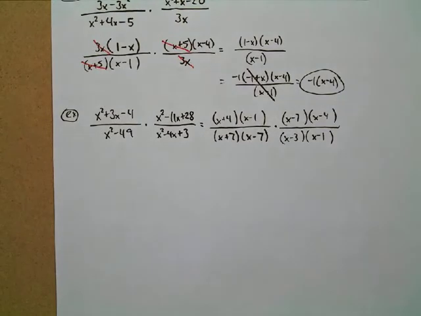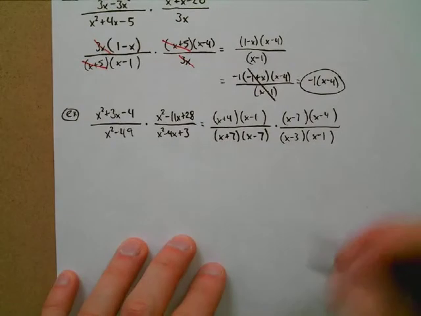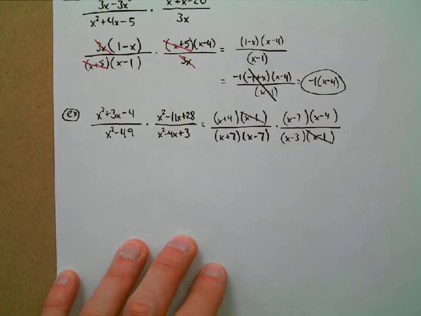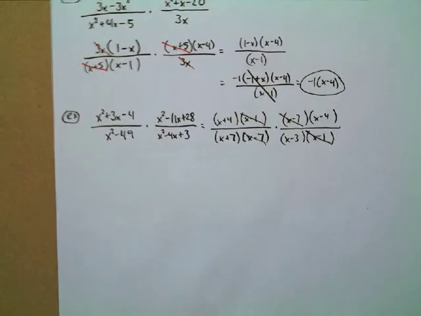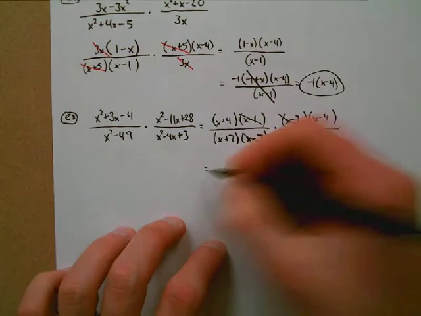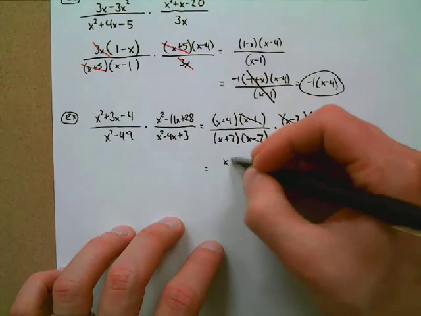Anything cancel? Here's the fun part, right? We get to get rid of stuff. So what cancels out? X minus 1 and x minus 1. Anything else? We got an x minus 7 and x minus 7, right? Anything else? No. Okay, and it's important to also understand when to stop canceling, right? So.